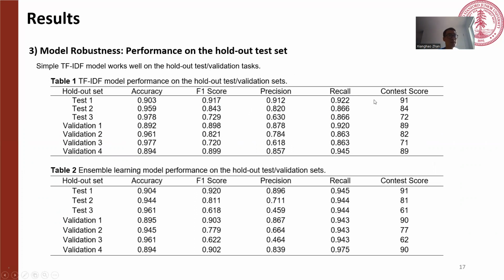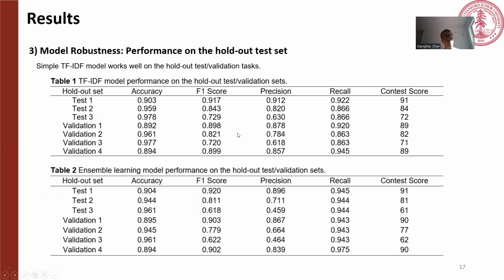So the accuracy is pretty high for both the TF-IDF and ensemble learning model, but generally the F1 score, which is the score this contest used to score the submissions, and also the ranking, is based on the F1 score. So generally, the TF-IDF model is performing slightly better than the ensemble learning models.